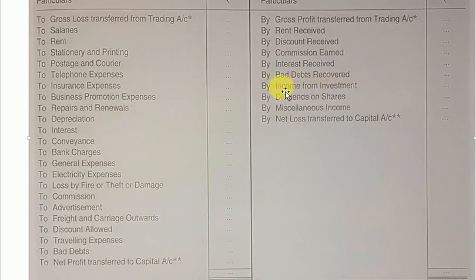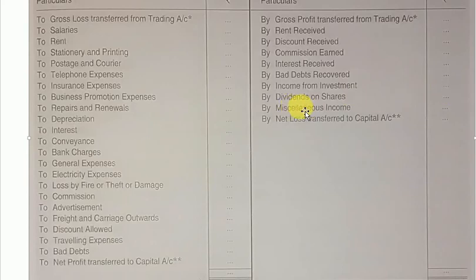And another item is income from investments. If there is any income from investments, this is also a type of indirect income, and it will be recorded on the credit side of the profit and loss account. And proceed towards another one, that is dividends on shares. If there is any interest or dividends received on shares or debentures or whatever the investments, it will also be recorded on the credit side of the profit and loss account.